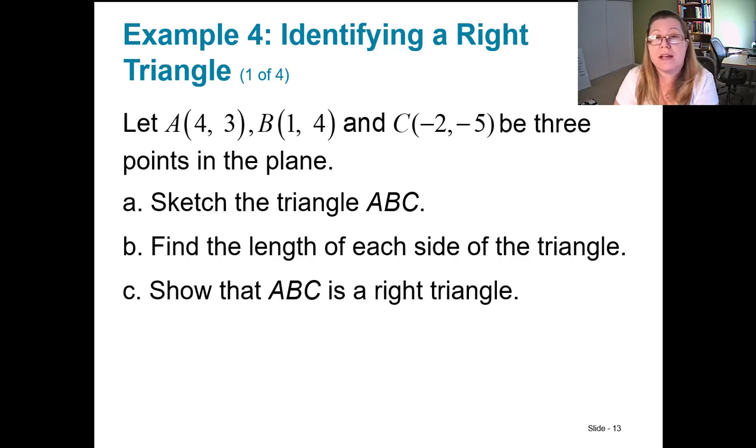We're going to find the length of each side of the triangle, and then we're going to show that it's a right triangle by using a squared plus b squared equals c squared, because we can use a squared plus b squared equals c squared, the Pythagorean theorem, if we have a right triangle. That holds true. So we use that fact to prove that this indeed is a right triangle, if it is. So let's take the first step and sketch it.